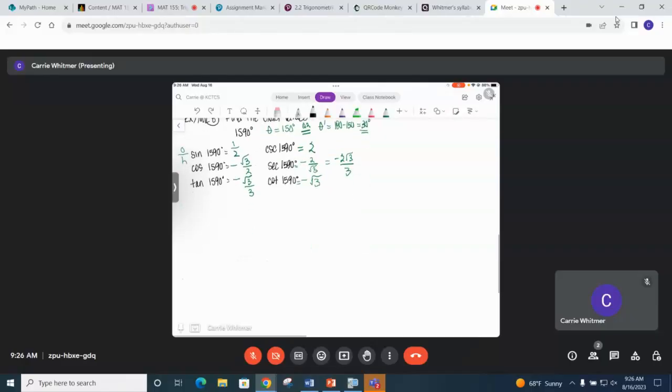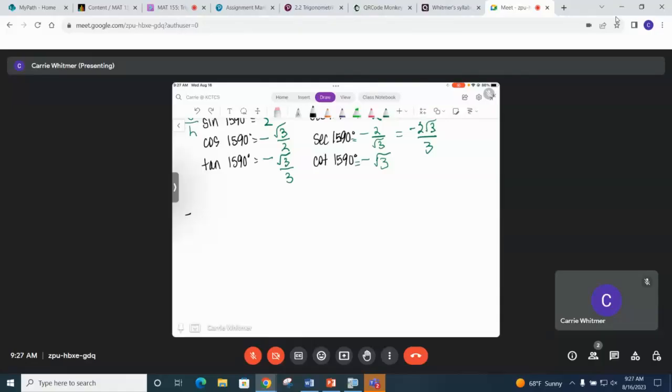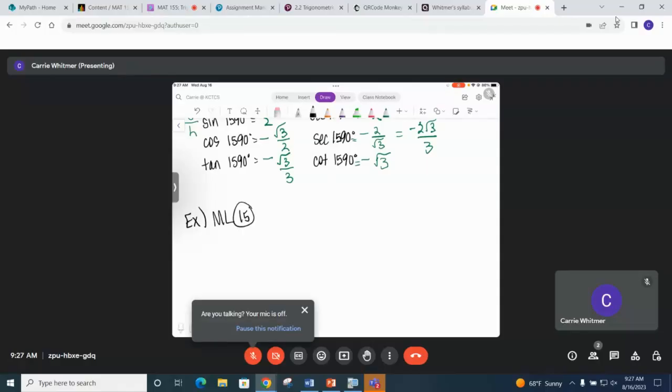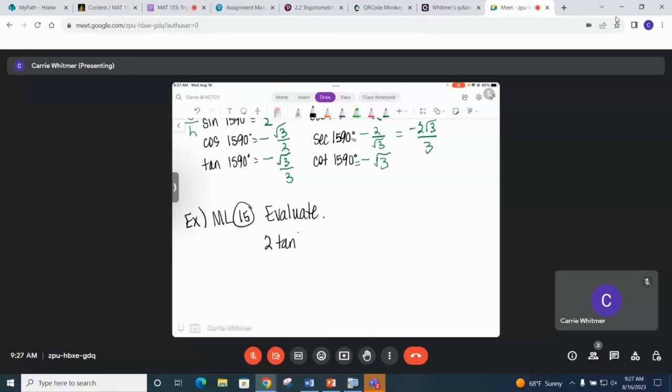Okay, moving on to the next problem. This one matches up with number 15, and it says to evaluate: 2 tangent squared 135 degrees plus 5 sine squared of 120 degrees minus the cosine squared of 90 degrees.